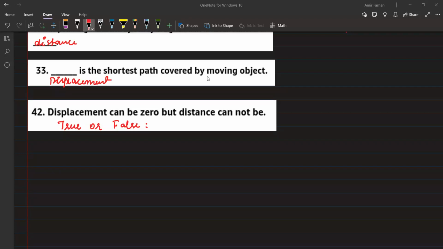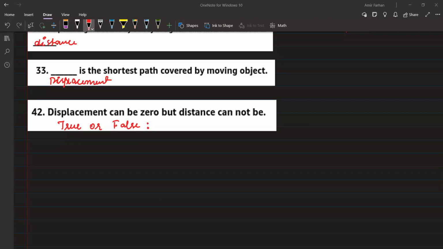So this is a revision class. We have just started distance and displacement. So please let me know your answer of this. Displacement can be zero, but distance cannot be. Is it true or false? Reem, what's your answer? False, sir. Okay, so false.